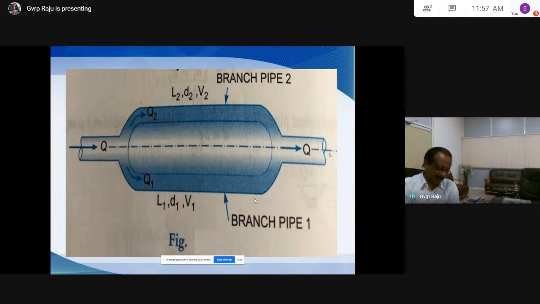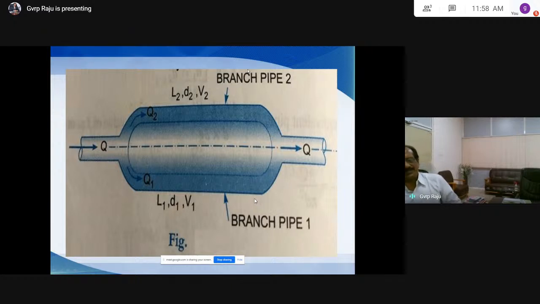So how will you do the analysis for this? This is also simple. Use the continuity equation carefully here. The normal continuity equation is Q is equal to Q1 is equal to Q2 is equal to Q3, but that is not correct here. Why? The quantity of water flowing through pipe 1 is Q1, for which the length of the pipe is L1, diameter is D1 and velocity is V1. And for Q2, the length of the pipe is L2, diameter is D2 and V2 is the velocity. This is branch pipe 1 and branch pipe 2. The pipes are connected in parallel.